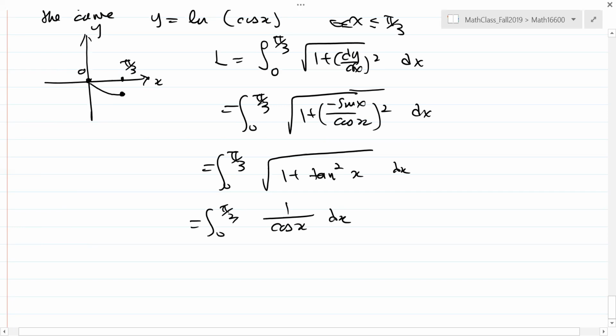Okay, you can get the exact value by hand, not by computer. You can evaluate this integral. Okay, this is an integral of secant x. We know how to evaluate this integral of secant x.